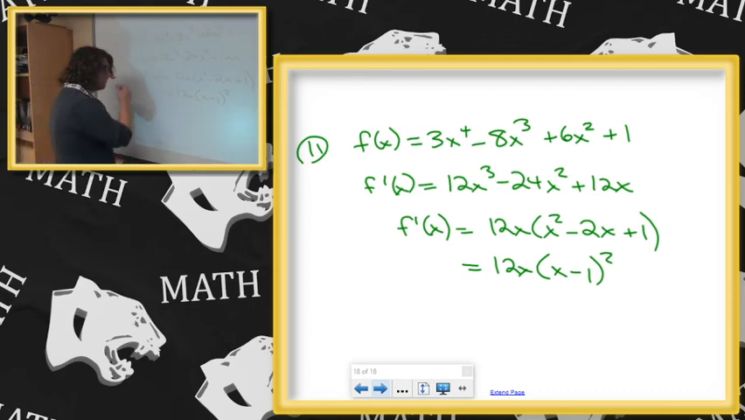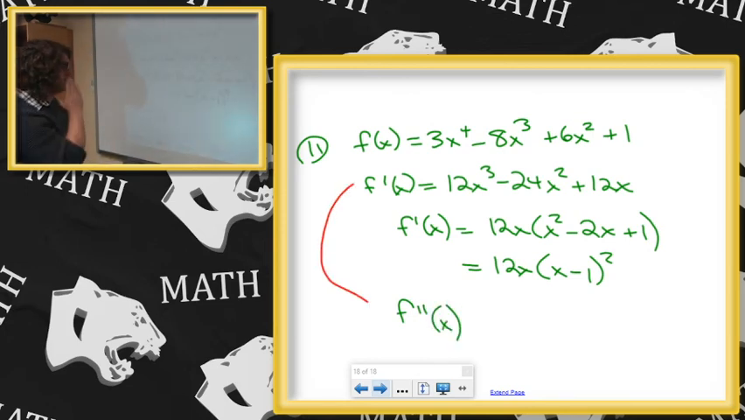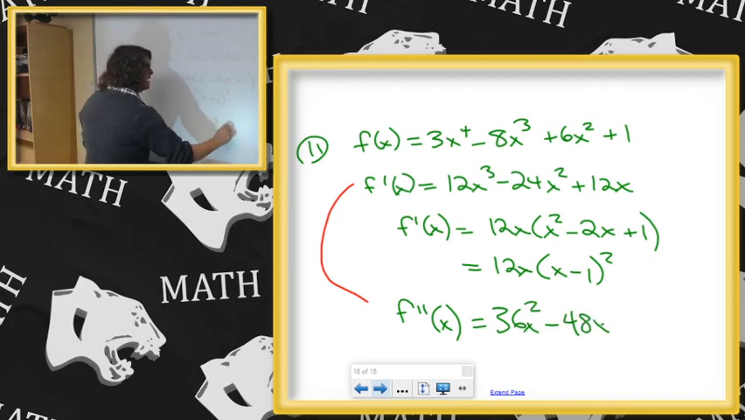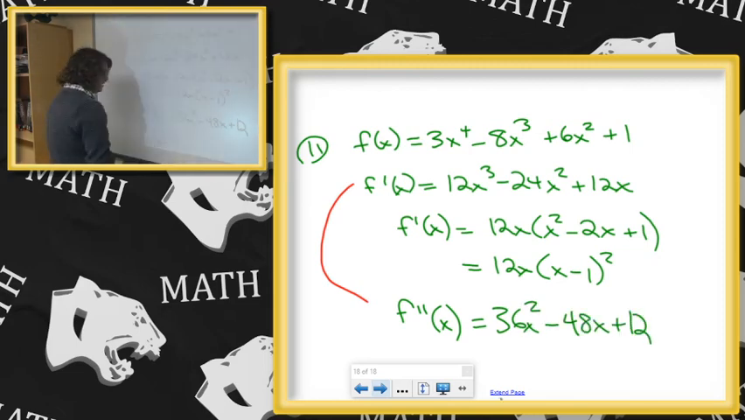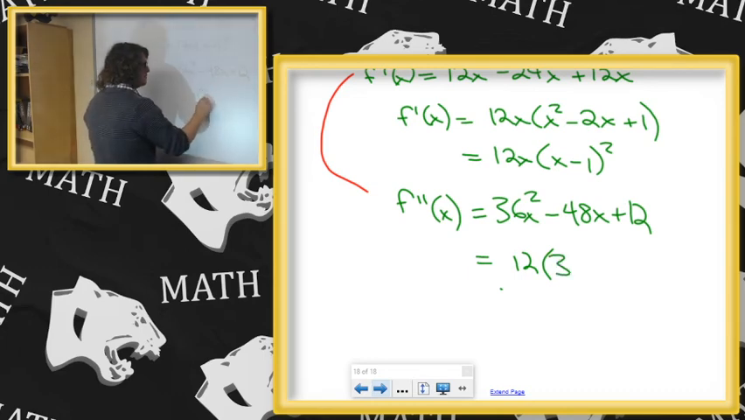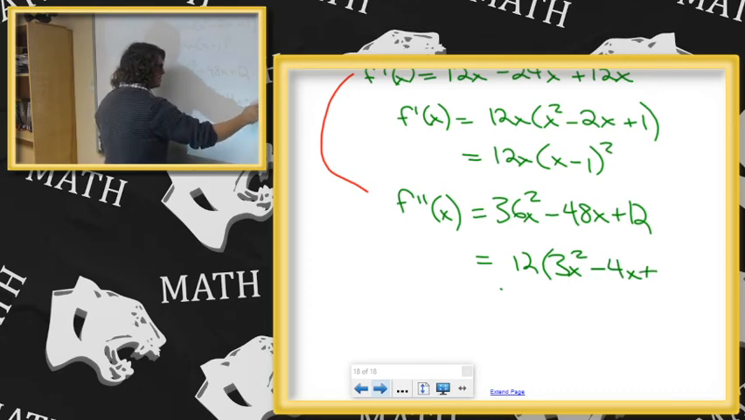And our second derivative, I'm actually going to do the second derivative by looking up at this line because it's the simplest version in terms of taking the derivative. So that is going to be 36x squared minus 48x plus 12, which gives us, in this case, divide everything by 12. We have to factor it up front. And that's going to be 3x squared minus 4x plus 1.